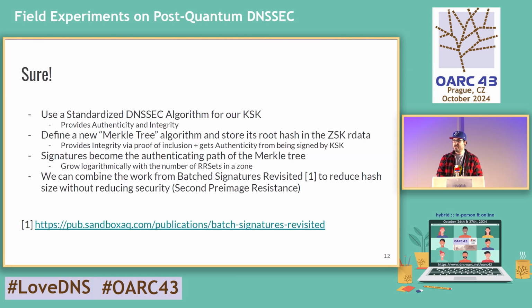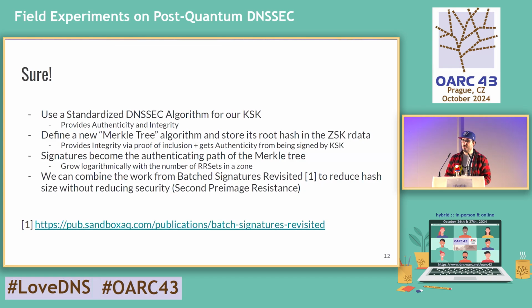Namely, we'll have a KSK, which will just be any other standardized DNSSEC algorithm. In the future, this could be a PQC like Falcon or something as your KSK. This will provide you with the authenticity and integrity you need. And then we'll define a new algorithm, the Merkle tree algorithm, and we will store the root hash of that tree in the ZSK RDATA. Normally, Merkle trees don't necessarily provide you authenticity, but because the root node will be signed by the KSK, it kind of gets upgraded to have the authenticity property.